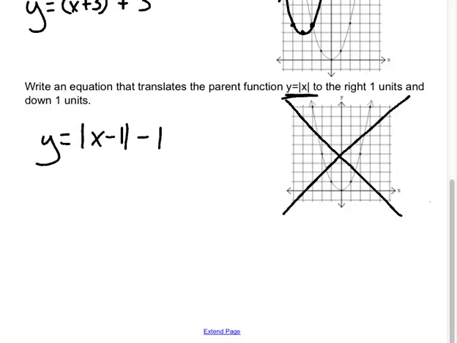So if you can leave here knowing how to describe those transformations and how to write me functions of the transformations, then you are in good shape. So once you're done with these, please make sure that you have everything filled out, and then you can begin working on your practice work.